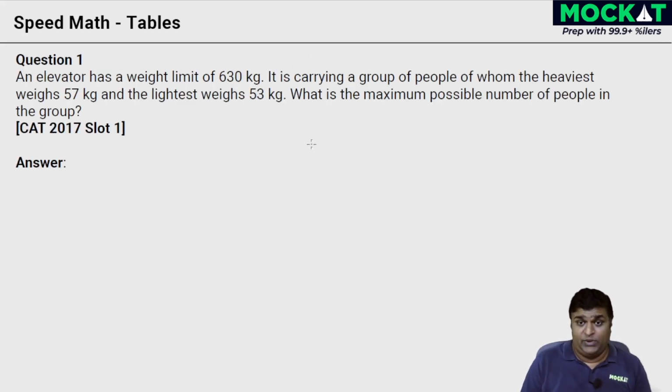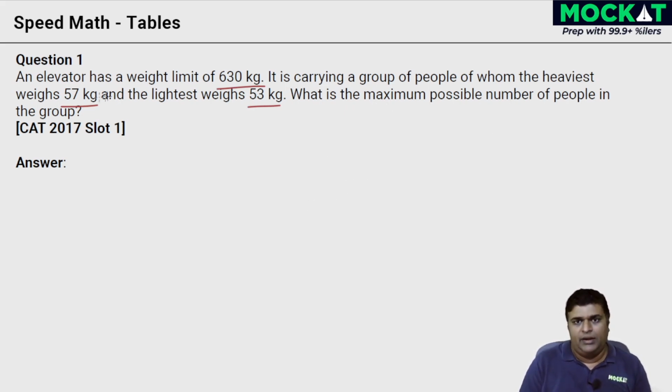First up is an example where general calculations is going to be helpful, right? Not specifically from the tables, but multiplication will be used. So let's look at it. An elevator has a weight limit of 630 kg. Fine, it is carrying a group of people of whom the heaviest weighs 57 kg and the lightest weighs 53 kg. Okay. What is the maximum possible number of people in the group?